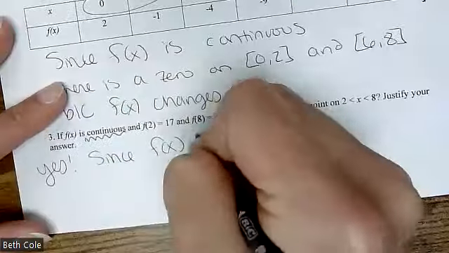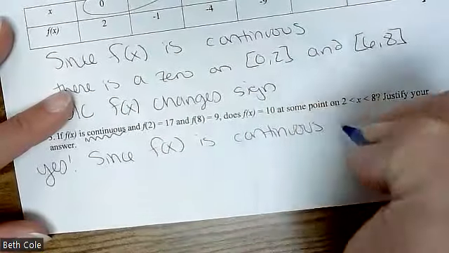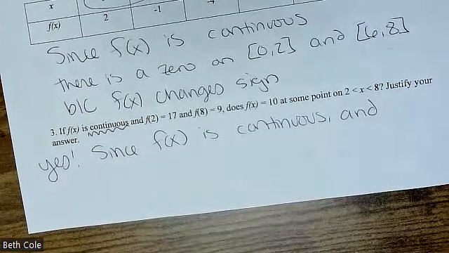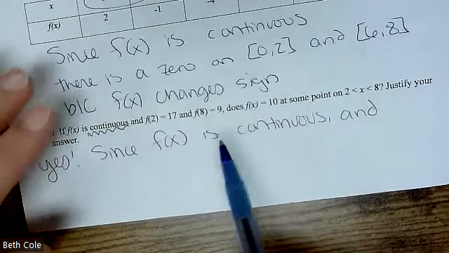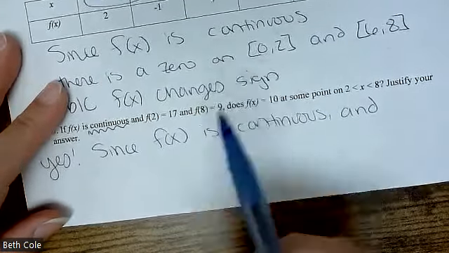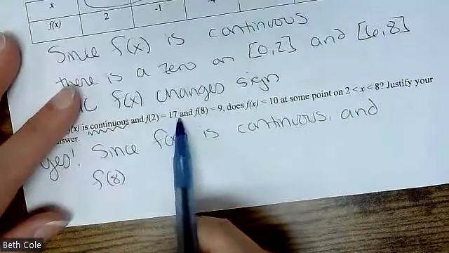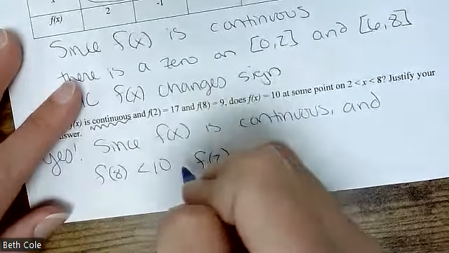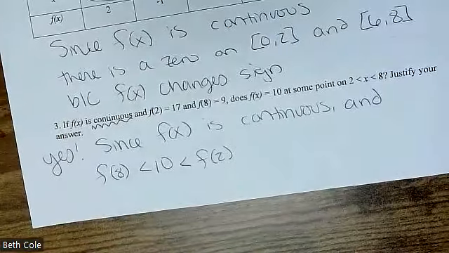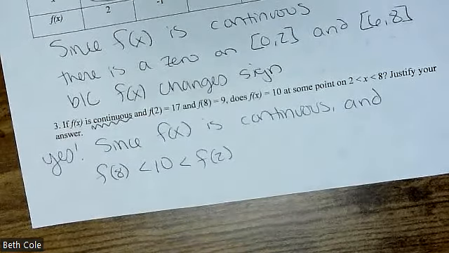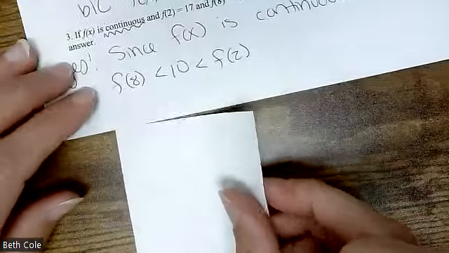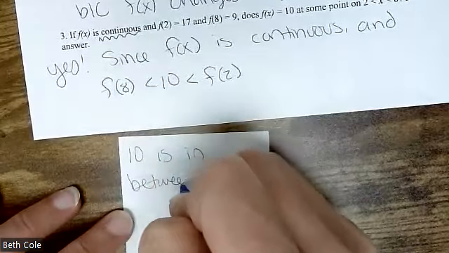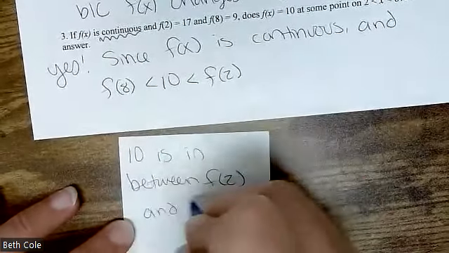Since f of x is continuous and, here's the shortest way to put it. 9 is the smaller one, that's f of 8. 17 is the bigger one, that's f of 2. And 10 is in between them. That's the shortest way to put it. That's the least amount of writing. But again, if that bothered you, because a lot of people don't like the symbols, you can say it this way. 10 is in between f of 2 and f of 8.